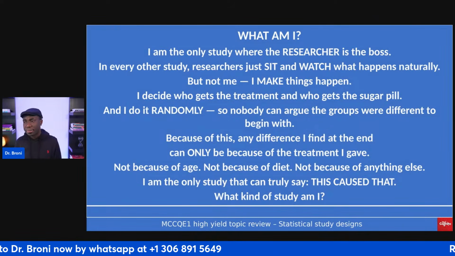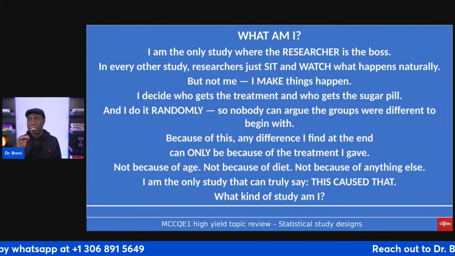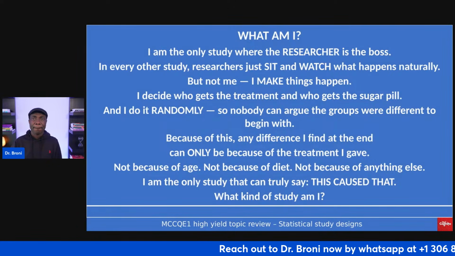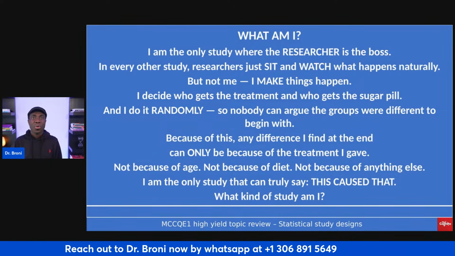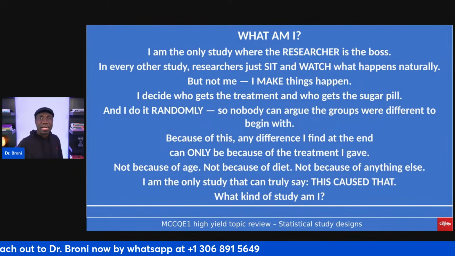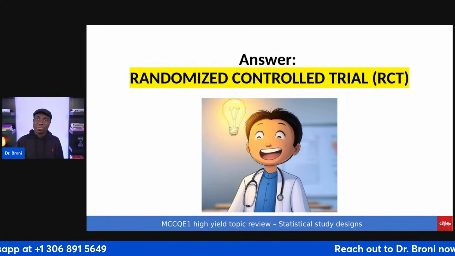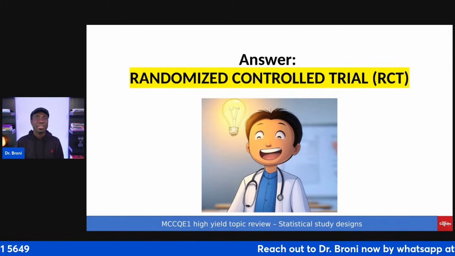What kind of study am I? And the correct answer is a randomized control trial, RCT.